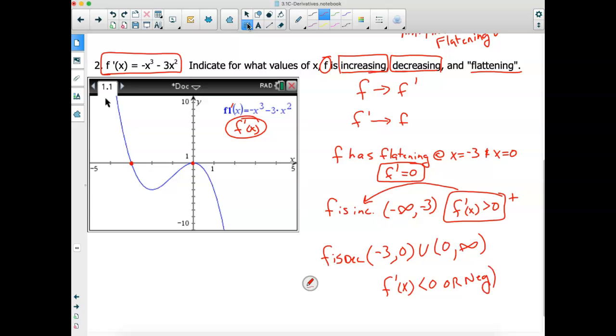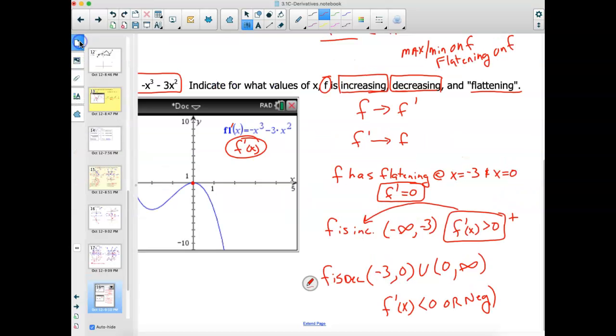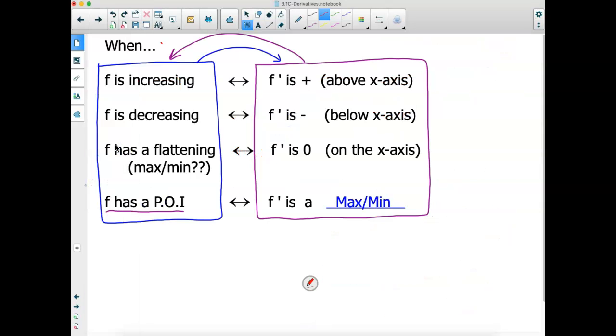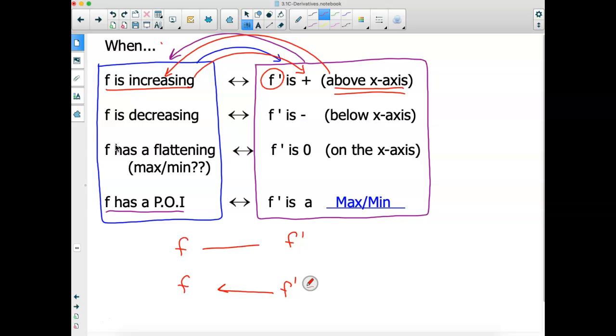Because I gotta remember, when I'm looking at these things, all the way back up there, right here, okay? If f increases, that means f prime's positive, or above the x-axis, which means if I'm looking at f prime and it's above the x-axis, f has to be increasing. I need to know, am I going from f to f prime, or am I going from f prime to f for these justifications? Hopefully this makes sense.